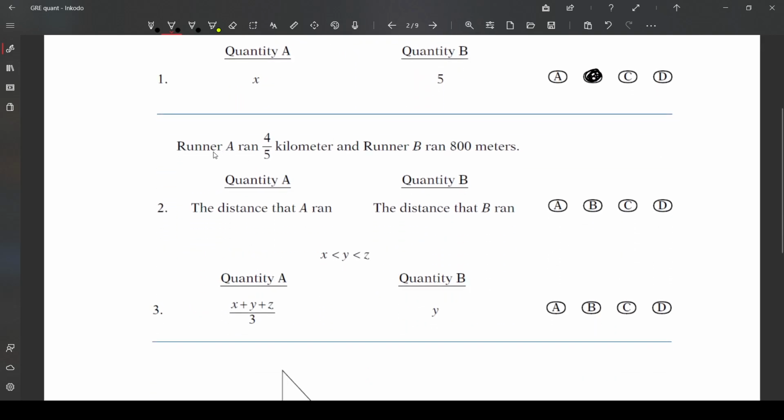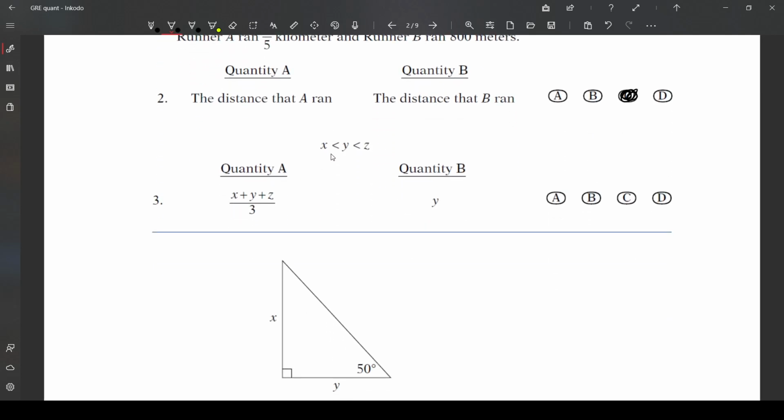All right. Runner A ran 4/5 kilometer, and runner B ran 800 meters. A kilometer is 1,000 meters, and 1/5 of 1,000 is 200, and then 4 times 2 is 8. So these quantities are equal.